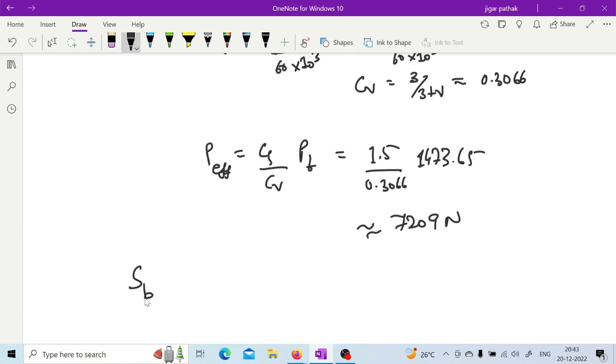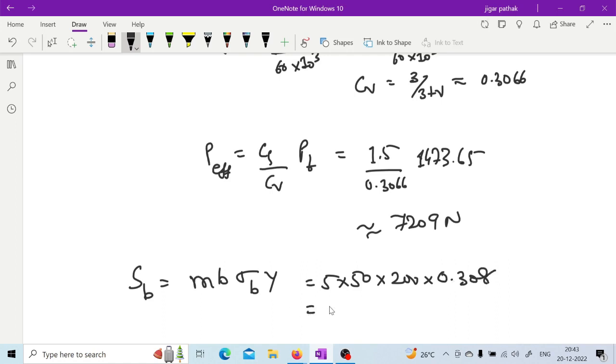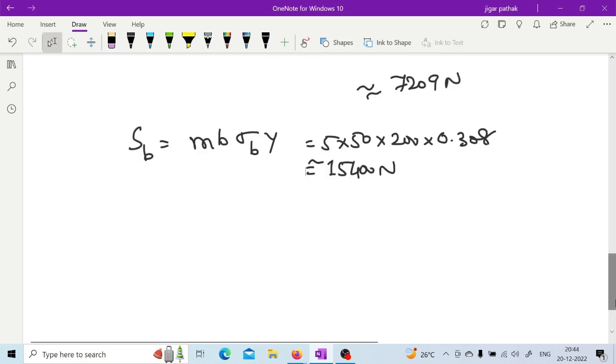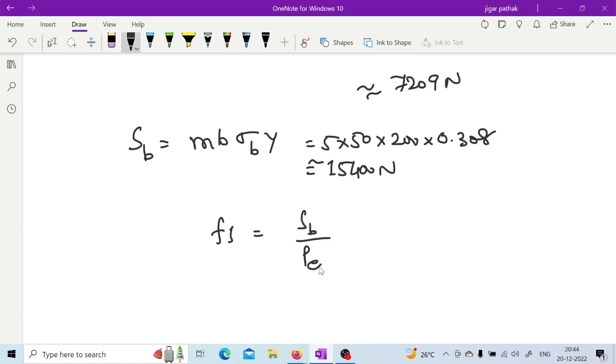Now you can also calculate the beam strength with this M B sigma B Y. M we are considering 5, B is coming 50, sigma B is 200, and Y is 0.308. So it is almost coming around 15,400 Newton. As you know, this beam strength is more than the effective load, right? So you can also check the factor of safety. It should be in the range of 1.5 to 2. If you check the factor of safety with beam strength upon effective load, it is coming around almost 2.14. So this is a satisfactory design, right?